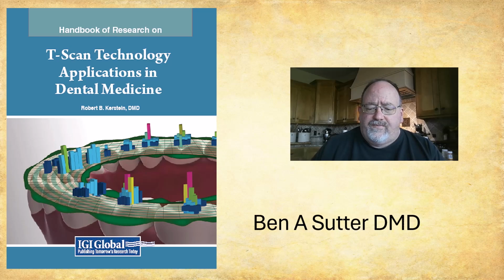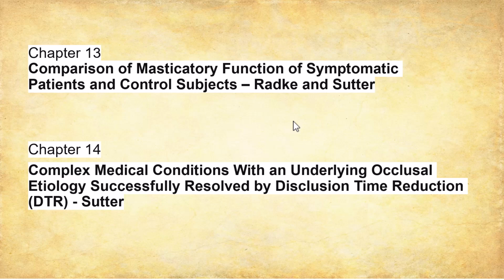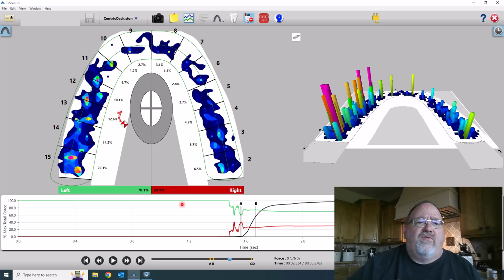a better user. My two chapters were comparison of masticatory function in symptomatic patients and control subjects, which I co-authored with John Radke, and then complex medical conditions with an underlying occlusal etiology successfully treated by disclusion time reduction. These were patients coming in with cervical dystonia or trigeminal neuralgia, Meniere's disease, phantom bite syndrome, where we put them on the T-scan and were able to greatly improve symptoms, if not fully resolve them. So here's an example of one of the cases you can expect.